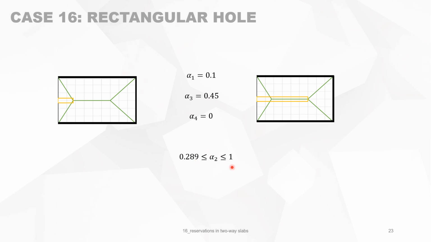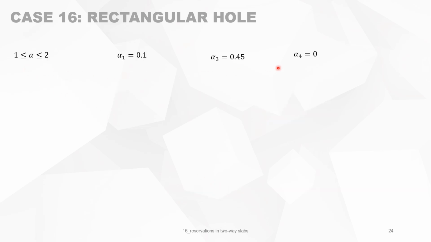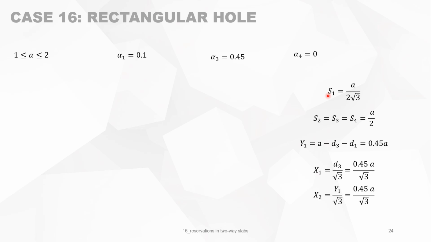Alpha 2 goes from 1 to 0.29, this to this. Now, what is the influence on the bearing capacity of this type of reservation? We know now the different parameters. We calculate the different variables. We make sure that the formulas can be used.